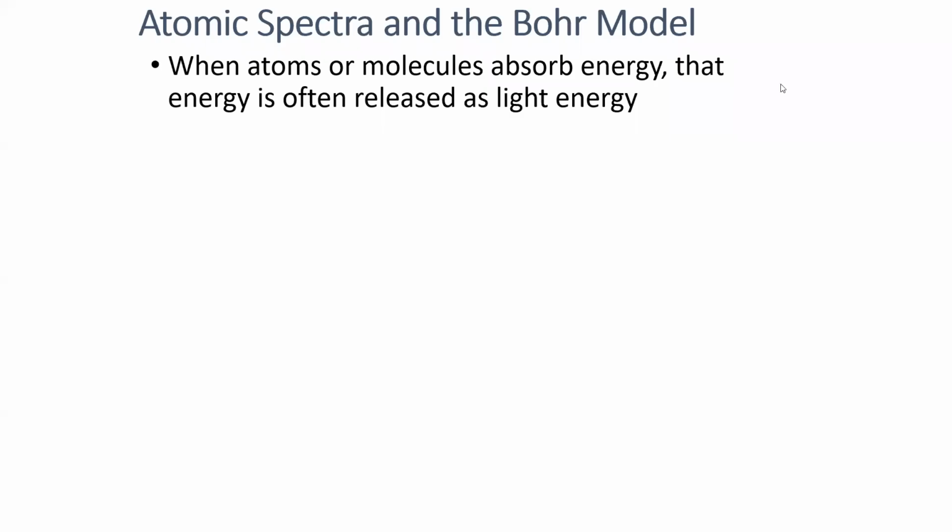Hello, chemistry students. In this video, we will discuss atomic spectra, or line emission spectrum, and the Bohr model and how it was derived based on these observations. So when atoms or molecules absorb energy, that energy often is released as light energy. We see this in fireworks and neon signs.